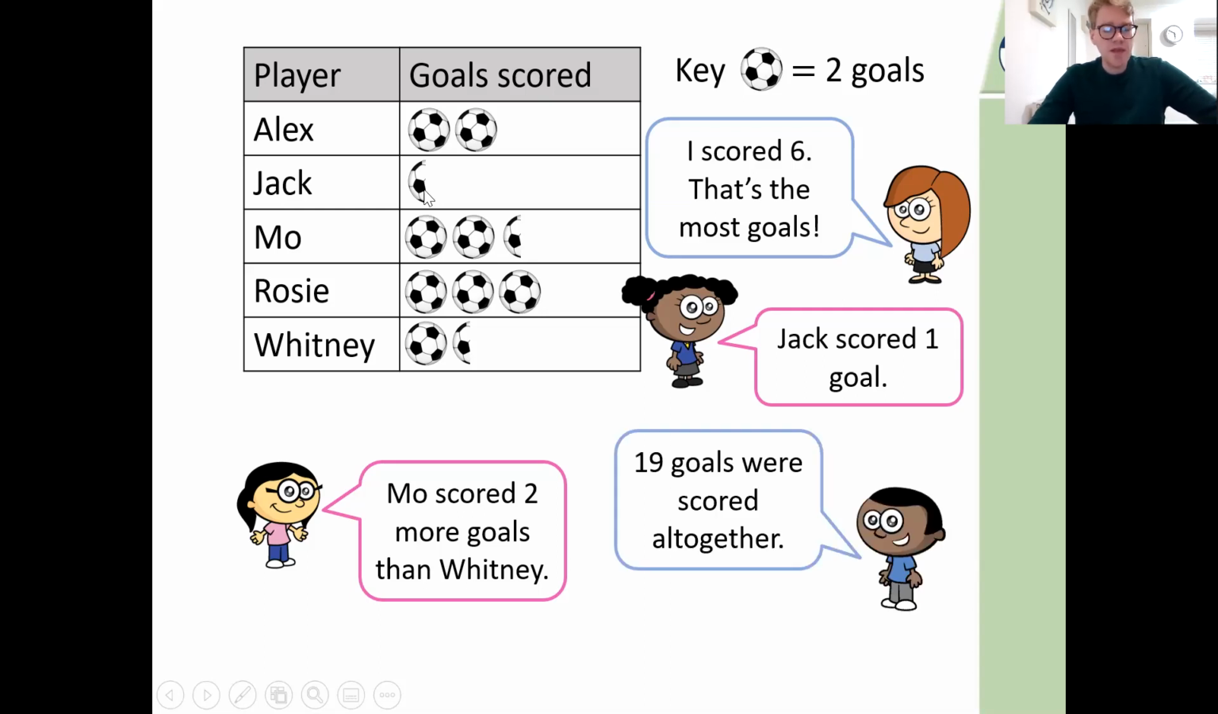And we could also have talked about the total, couldn't we? We could have added all of those up. Now, there's a couple of ways we could have done that. We could have counted each individual score, so Alex 4 plus Jack's 1 plus Mo's 5 and so on. Or we could have counted up all the different footballs together.